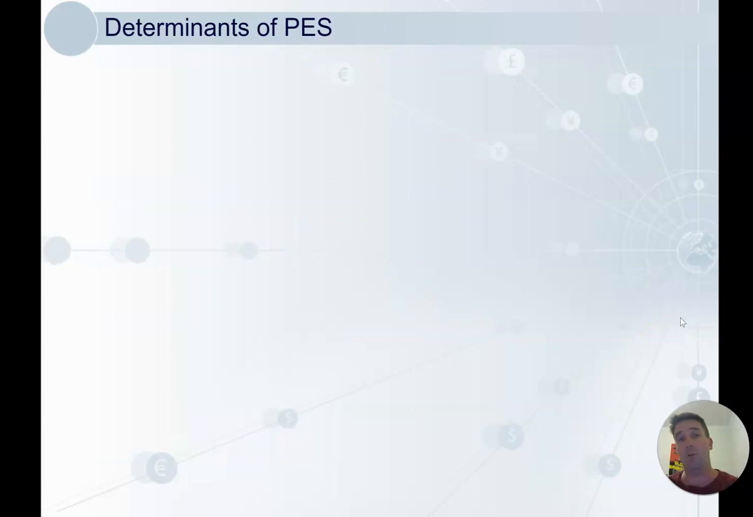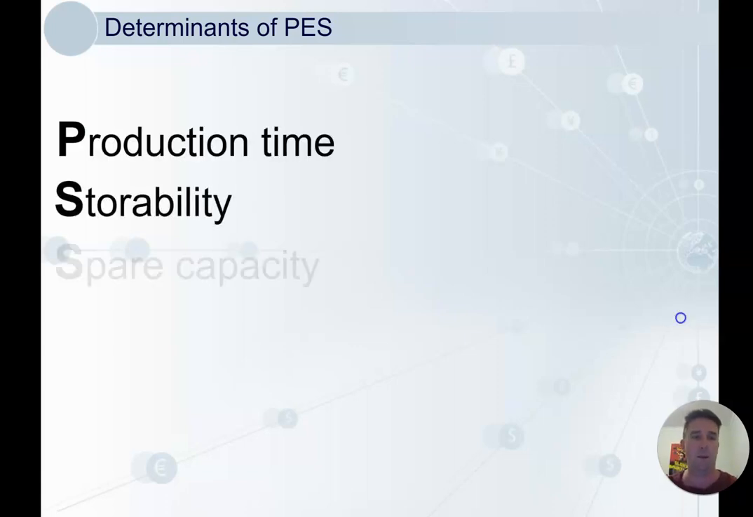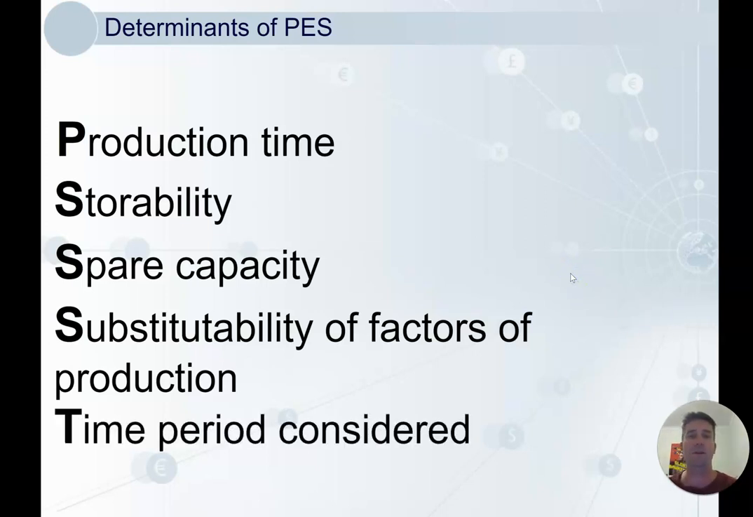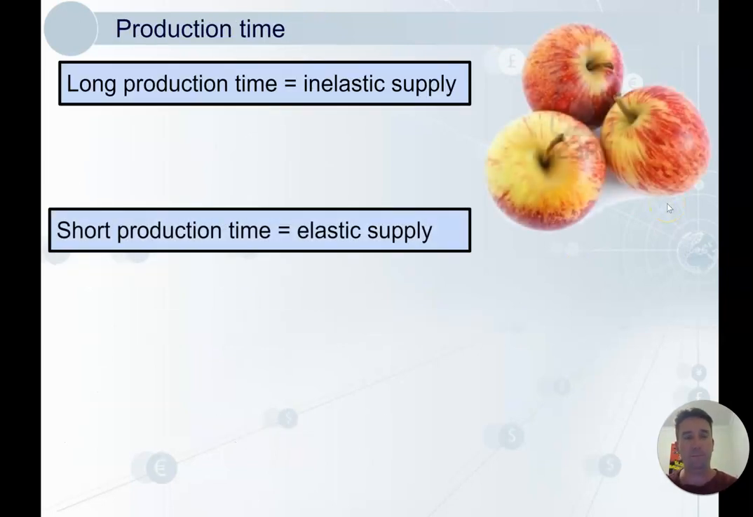Okay, again, we're going to look at the determinants of price elasticity of supply. And again, I've got a mnemonic device for you. So this is just a sort of master list here. Production time, storability, spare capacity, substitutability of factors of production, and last one, time period considered. So that makes the word PSST, like you're trying to get someone's attention sort of surreptitiously, psst, right? Okay, let's go through them one by one.